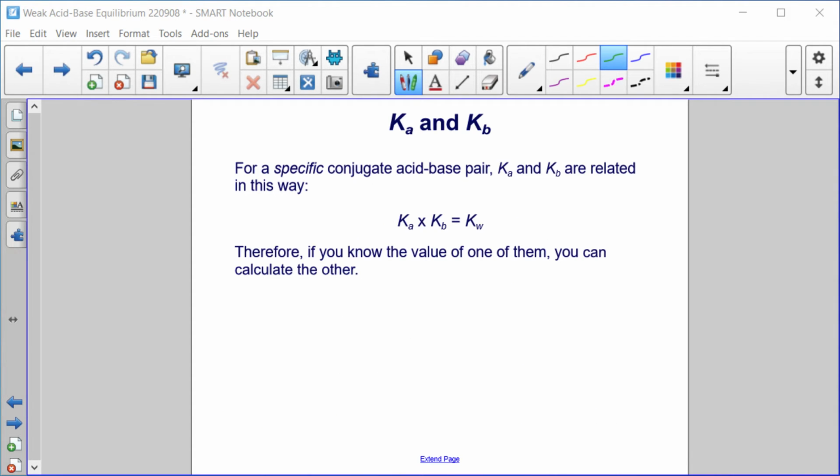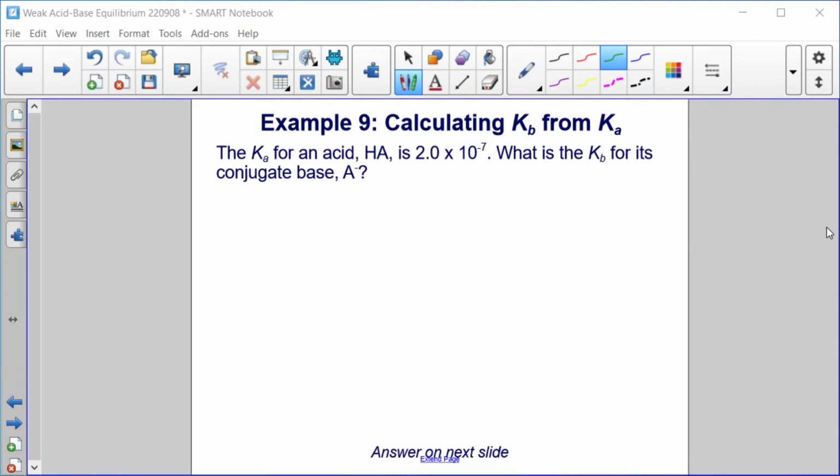For a specific conjugate acid-base pair, Ka and Kb are related. In this way, the product of Ka and Kb is equal to Kw. Therefore, if you know the value of one of them, you can calculate the other. Example 9, calculating Kb from Ka.